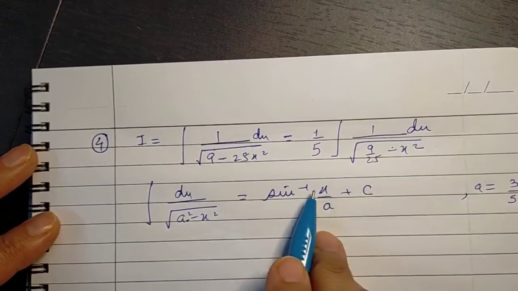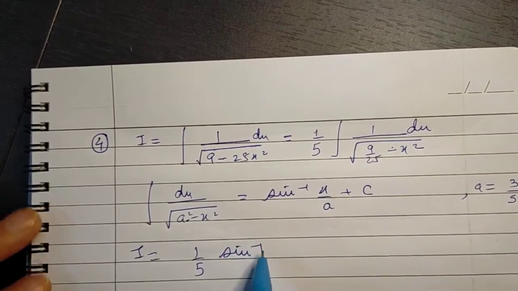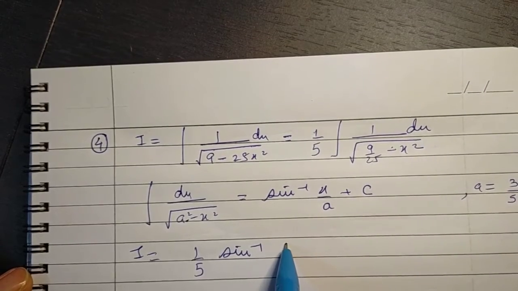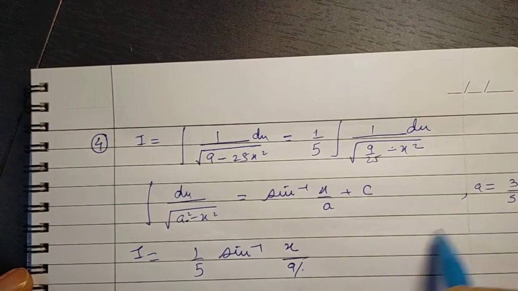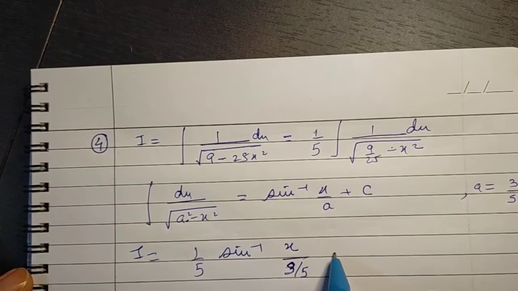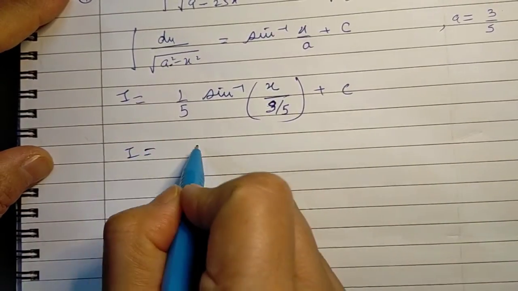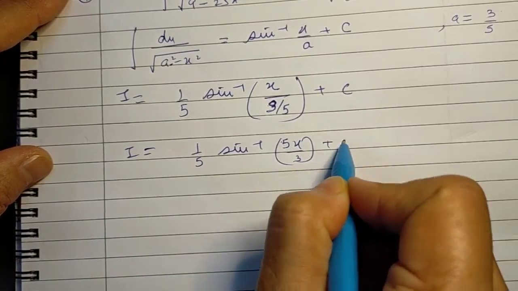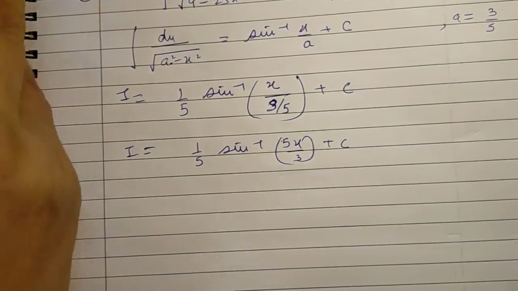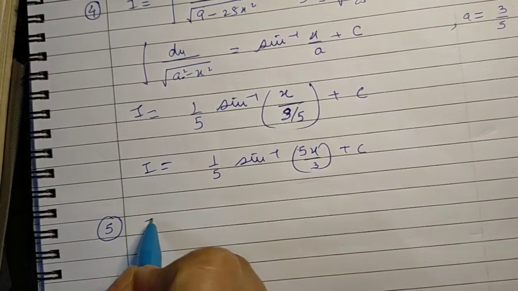So we can directly apply this result and get the answer as 1 upon 5 sine inverse. Now in place of x we have x only, in place of a we have 3 upon 5, plus a constant. So you simplify it and you get I is equal to 1 upon 5 sine inverse 5x over 3 plus a constant.